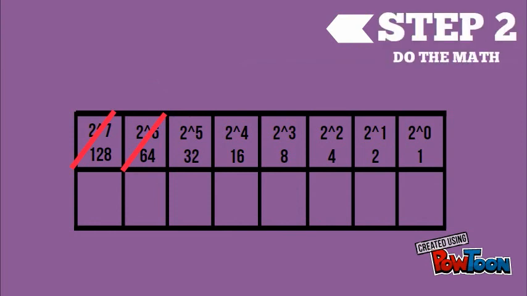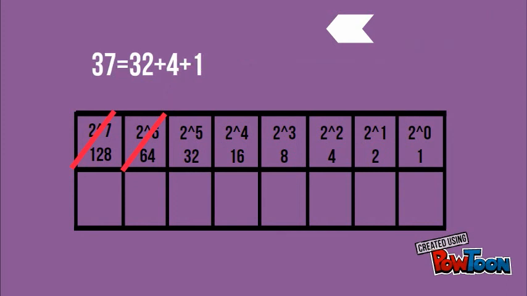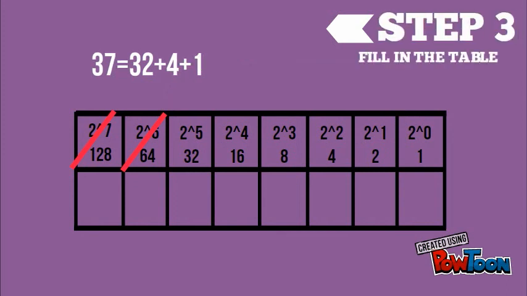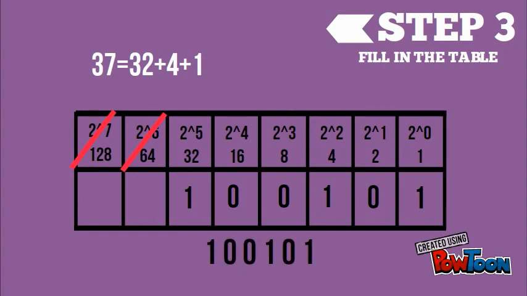Step 2. Check your table and see what numbers when added would give 37. In our case, 32 plus 4 plus 1 equals 37. Step 3. We fill the table with ones in the 32, 4, and 1 places, the ones that add up to 37. And the ones that we didn't use, the empty spaces, we're going to fill with zeros. So we're left with 1, 0, 0, 1, 0, 1.